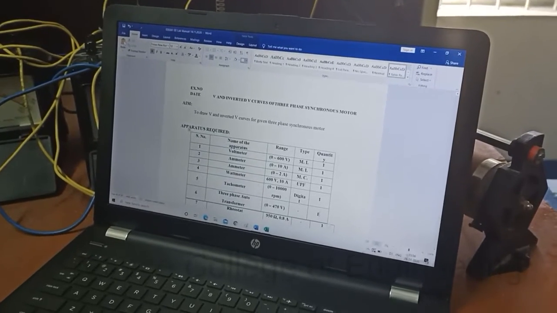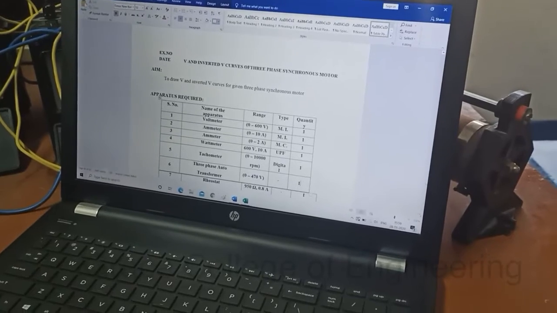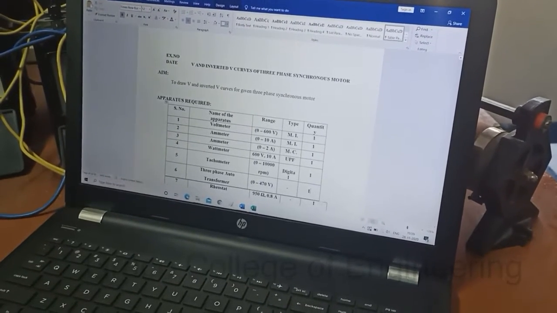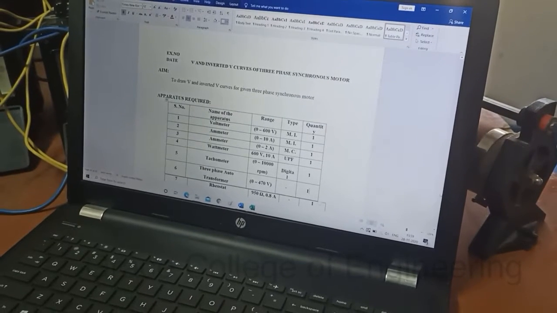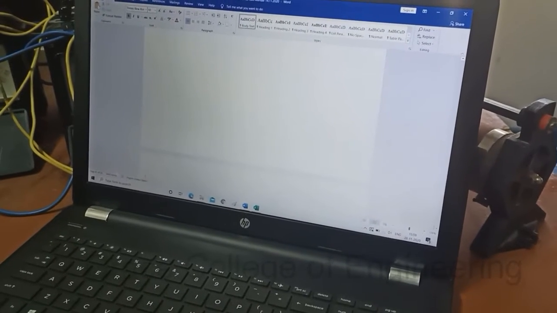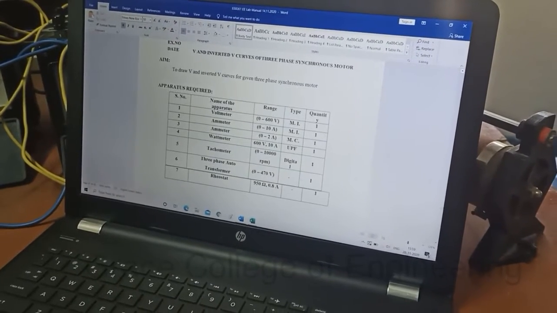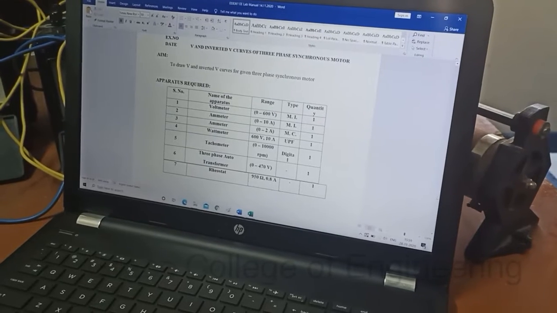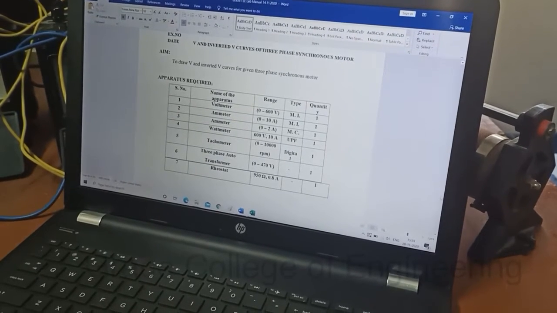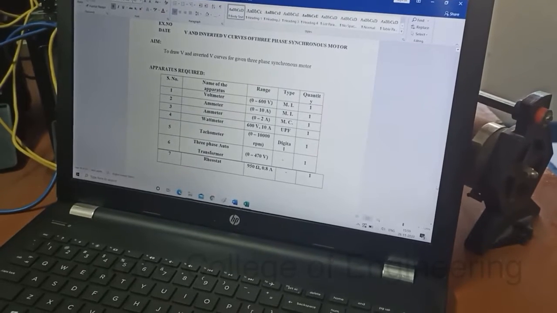Now we are going to see the experiment on V and inverted V curves of a 3-phase synchronous motor. The aim is to draw the V and inverted V curves for the given 3-phase synchronous motor. The apparatus required are a voltmeter, an ammeter of 0 to 10 amps, an ammeter of 0 to 2 amps, a wattmeter of rating 600 volts, 10 amps, a tachometer, a 3-phase auto transformer, and a rheostat.